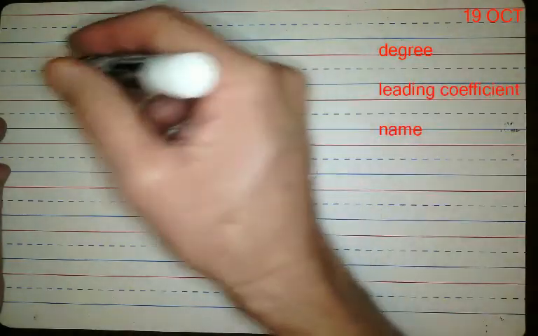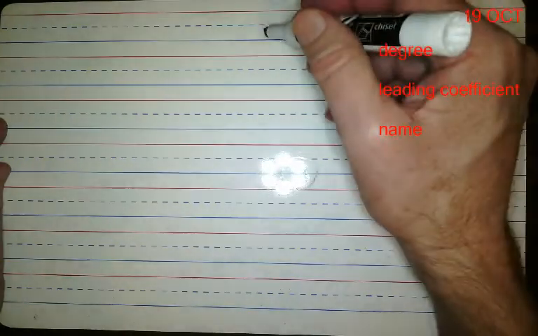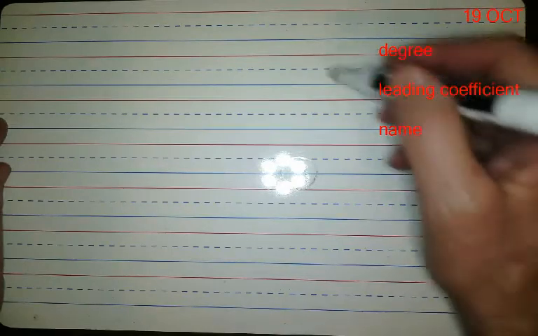We are talking about degree, leading coefficients, and the name of the polynomial. What kind of polynomial is it? So, first, let's talk about degree. Degree just means the highest exponent. So we're going to write that right here.